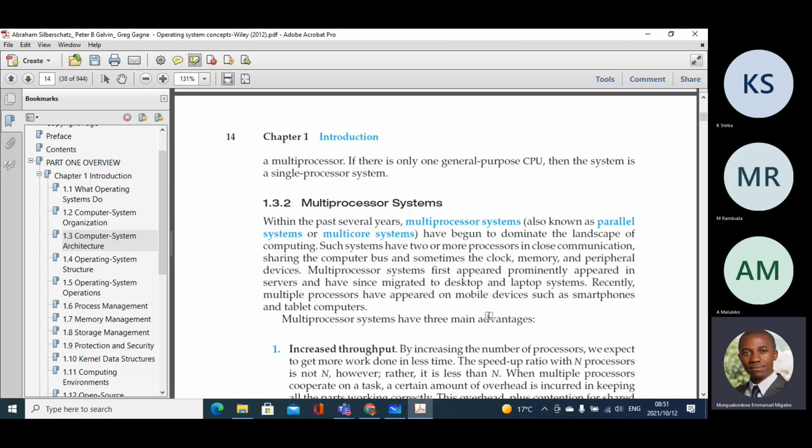The alternative is what we call multiprocessor systems. But before we go to the alternative, can someone give me an example of a single processor computer system? Any? And justify why it is a single processor computer system in their view.